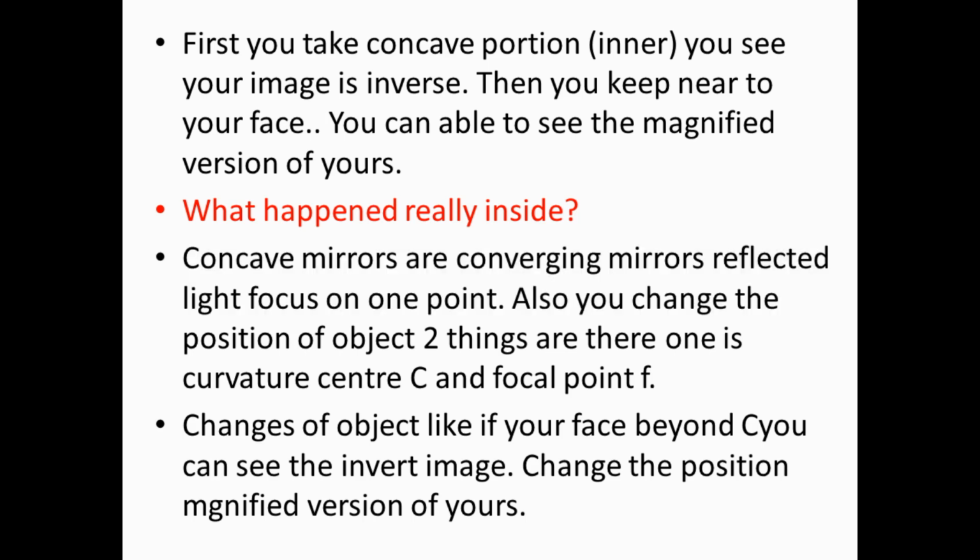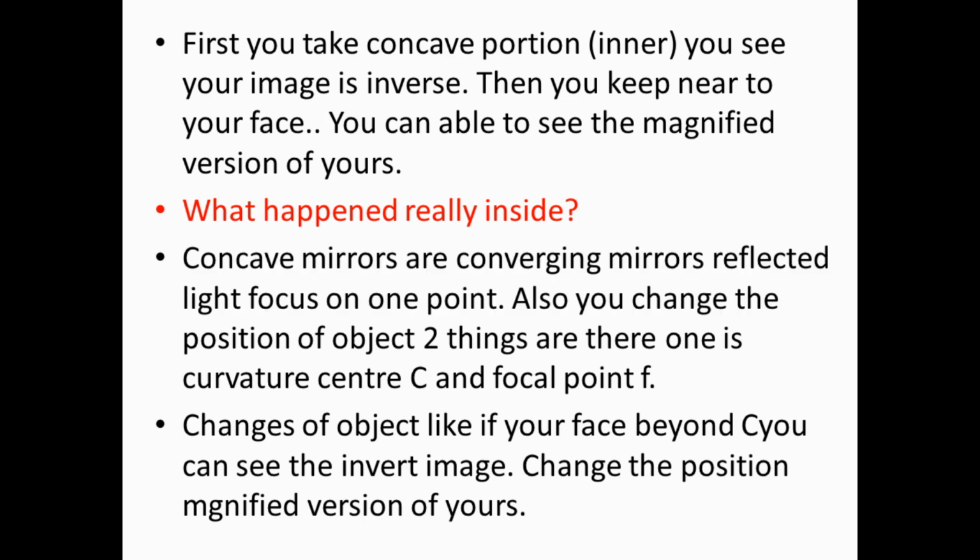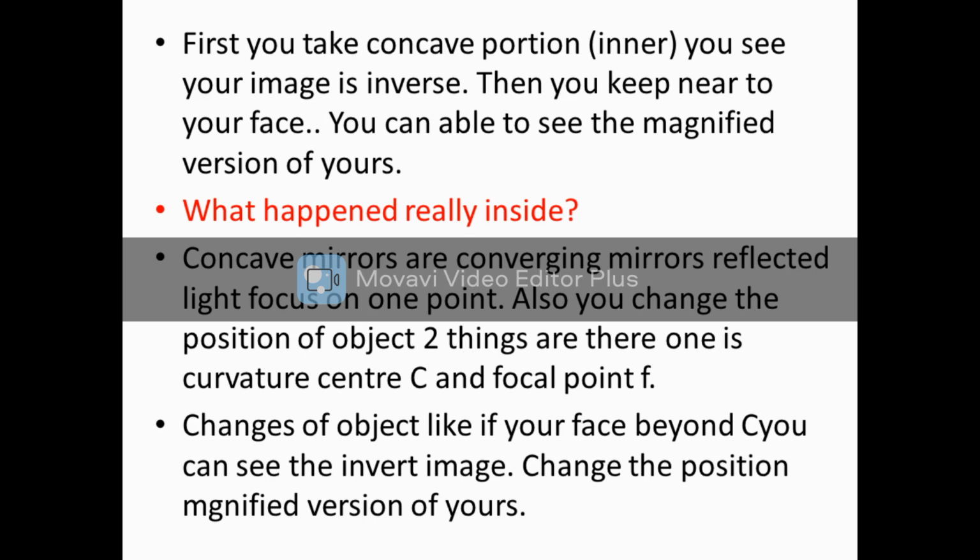Let us explore. First, concave mirrors are converging mirrors. What does converging mean? It reflects the light and focuses it on one point. You can also change the position of an object. There will be changes at two points: one is C, the center of curvature, and the other is the focal point. What are the center of curvature and the focal point? We can learn it later. Then you can change the position, and you see yourself as a magnified version.